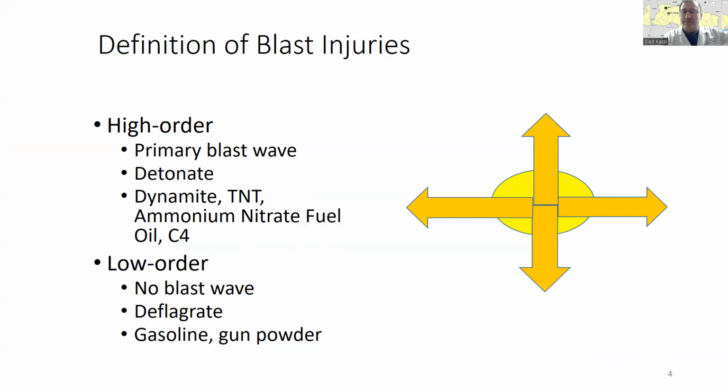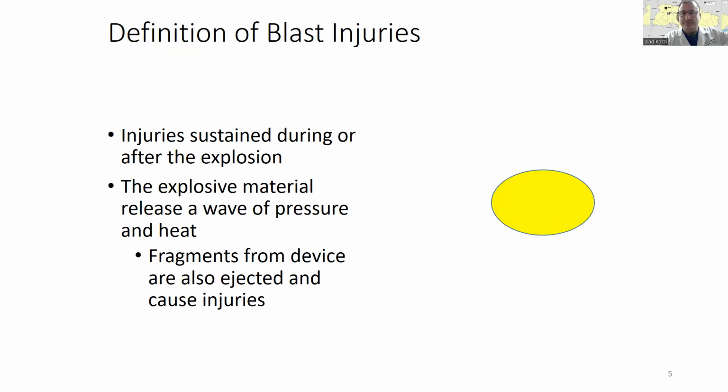Contrast that with low order explosives that do not have this supersonic primary blast wave. They do have a blast wave, but it's not supersonic, and therefore do not necessarily cause these primary blast wave injuries. These chemicals like gasoline or gunpowder will explode or deflagrate at a subsonic speed and will cause, again, the other types of blast injuries, the secondary, tertiary, and quaternary blast injuries. However, the high order explosives are going to cause, in addition to these 3 types of blast injuries, the primary blast injuries. So that's always important to remember.